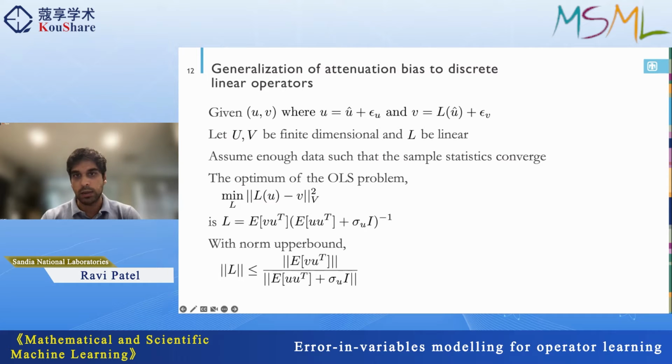If we have enough data such that the sample statistics converge, we can write down the ordinary least squares problem shown here, and its minimizer is shown here. So then if we look at the norm upper bound of L, we see that it decreases as we add more noise into u. So this is a type of attenuation bias. The more noise we have in u, the closer this norm upper bound gets to 0.